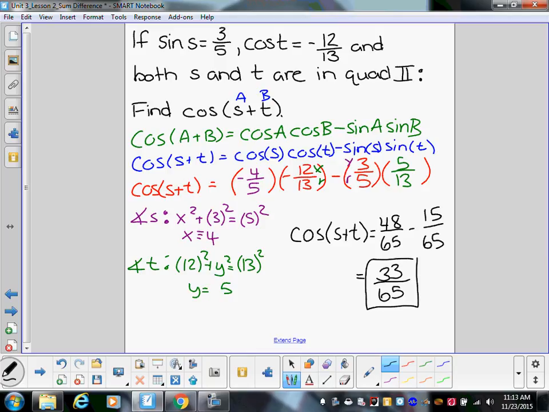So there are two angles that exist that end in quadrant 2, and if we added them together and took the cosine of that, it would be the same as 33 over 65. What are the angles? I don't know. We could find out, but we don't need to.